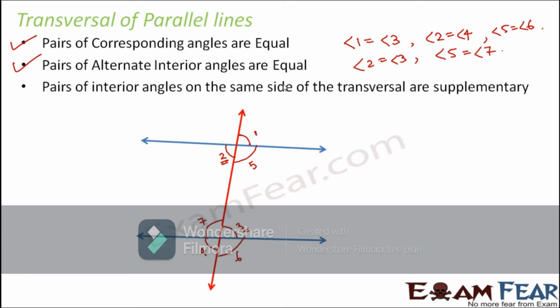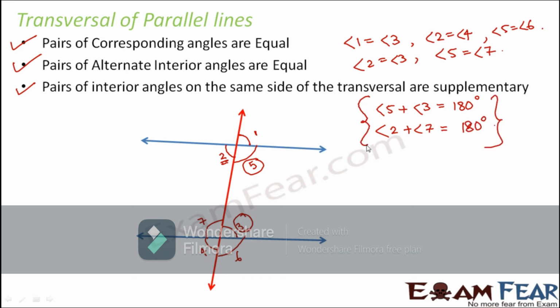Pairs of interior angles on the same side of the transversal are supplementary. Now, which are the interior angles on the same side of the transversal? Maybe angle 5 and angle 3. So as per this, angle 5 plus angle 3 is equal to 180 degrees. That is, these are supplementary. Similarly, angle 2 plus angle 7 is equal to 180 degrees. So these are certain relationships which hold true for a transversal intersecting parallel lines.